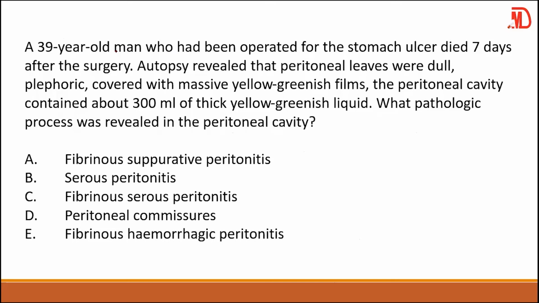A 39-year-old man who had been operated on for a stomach ulcer died seven days after the surgery. So this person was having what? A stomach ulcer. However, the person has died. Autopsy revealed that the peritoneal leaves were dull, plethoric, covered with massive yellowish-greenish films. The peritoneal cavity contained about 300 mL of thick, yellow-greenish liquid. What pathologic process was revealed in the peritoneal cavity?